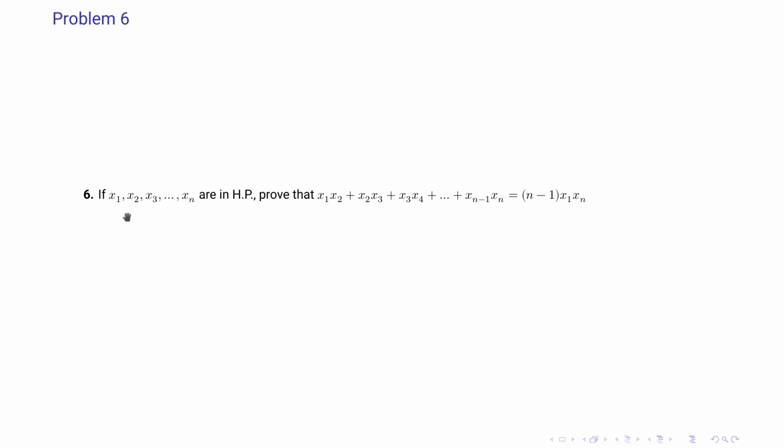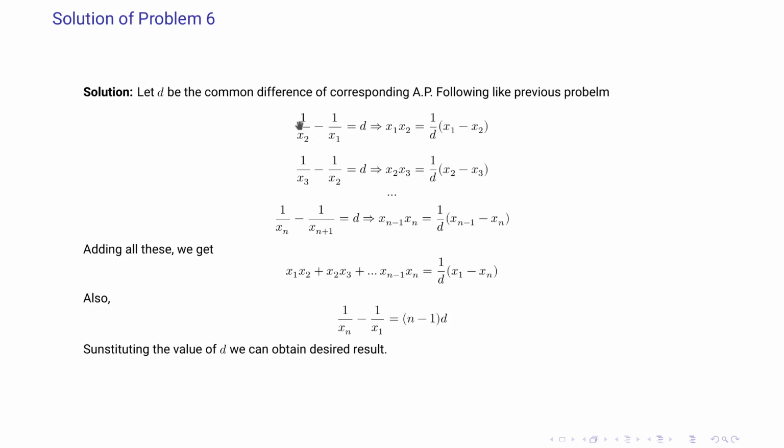Problem number 6 is that if x1, x2, x3 up to xn are in HP, prove that x1 x2 plus x2 x3 plus x3 x4 up to x(n minus 1) xn is equal to (n minus 1) into x1 into xn. So this problem is similar to problem number 5. So like problem 5, we let d be the common difference, and then we write 1 by x2 minus 1 by x1 is equal to d, giving us x1 x2 is equal to 1 by d into (x1 minus x2). Similarly, we will have 1 by x3 minus 1 by x2 is equal to d, so x2 x3 is equal to 1 by d into (x2 minus x3), and so on.